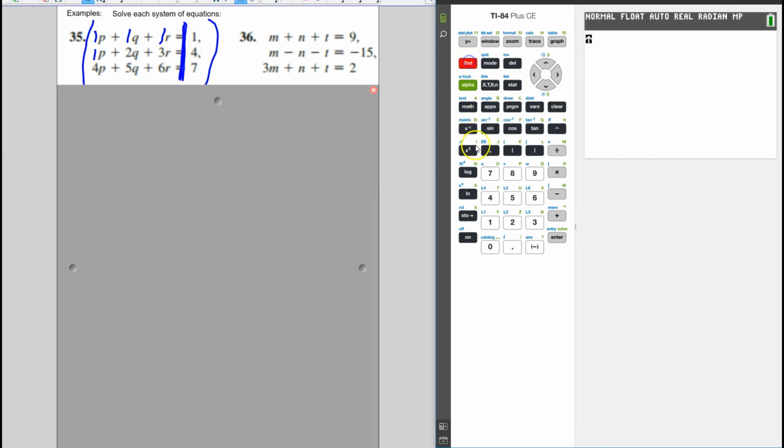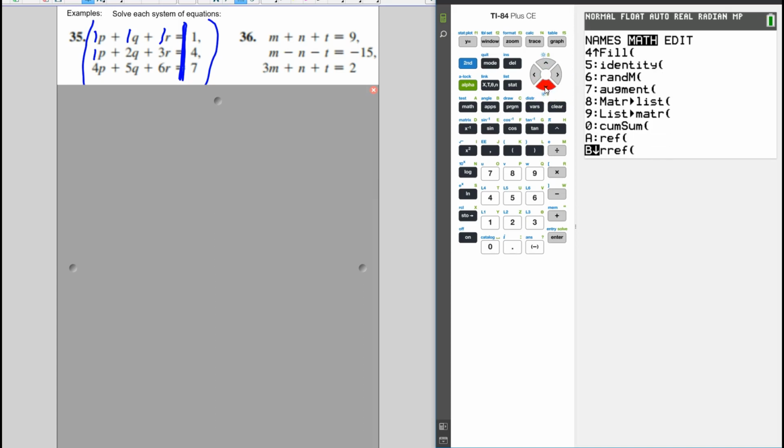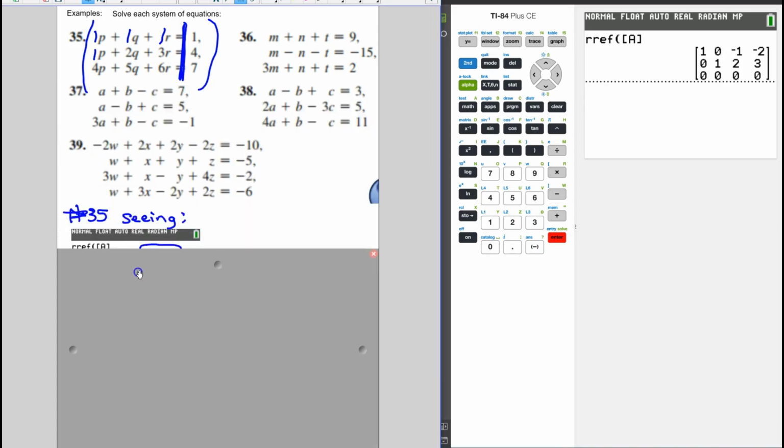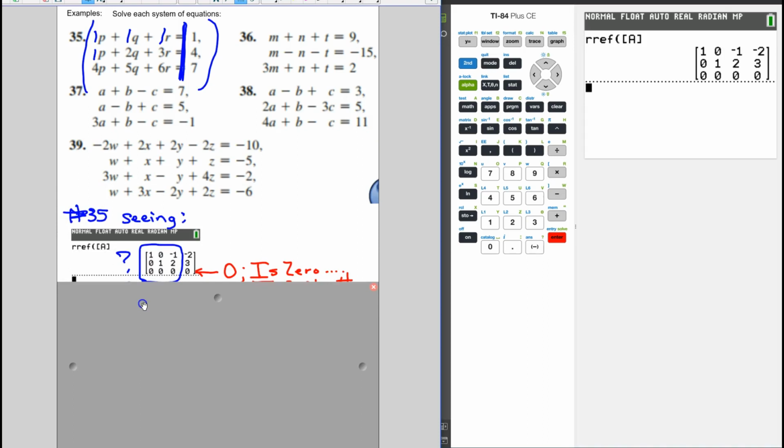Now the command. Second matrix. Math. Down to the B. Now the name. Back to second matrix. Enter for name number 1A. And then enter. Okay, so we are looking at that. This is what we're seeing.